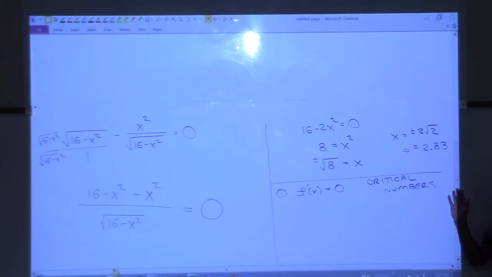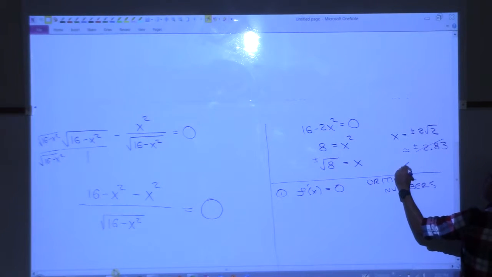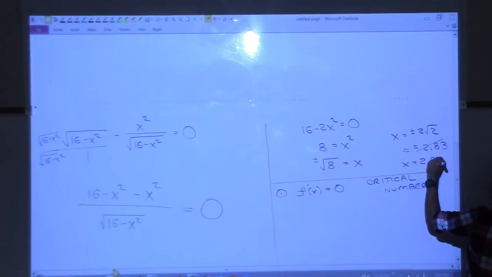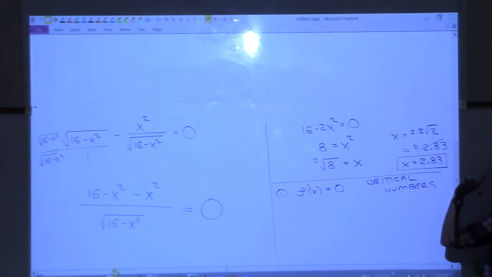Now at this point, you can check to make sure these both live inside your interval, or you just need to remember to do it later. I just remembered it, so I'm going to do it right now. They could both be in our interval, they could both not be, or one could be and one's not. I forgot our interval. What was it? -1 to 4? So that negative 2.8 is gone. The only thing I'm going to take from this is x is 2.83. So far, I have one critical number.